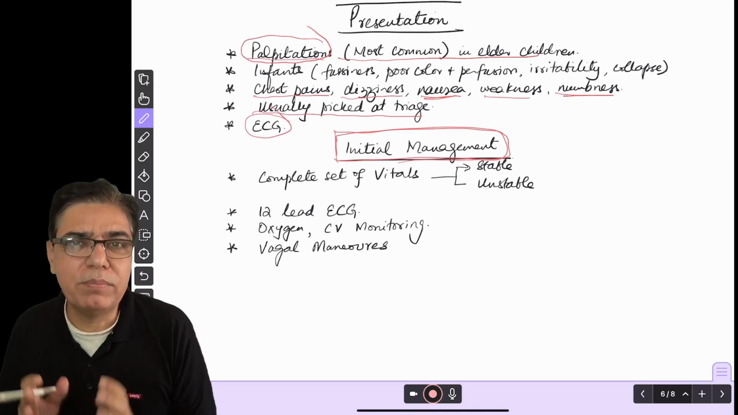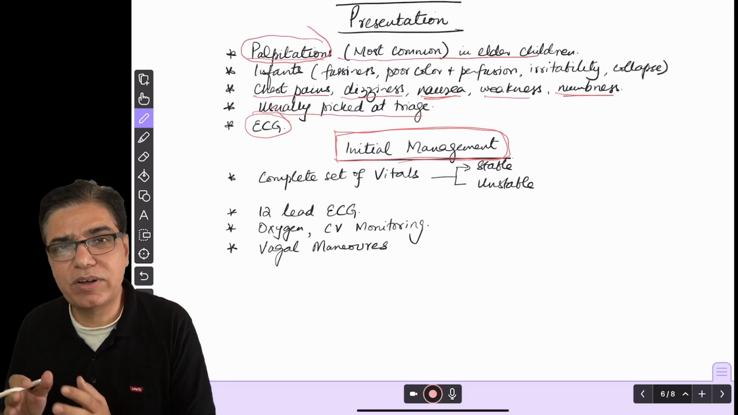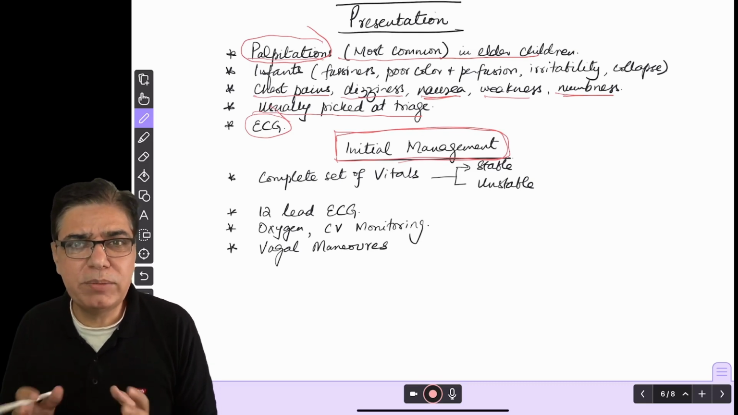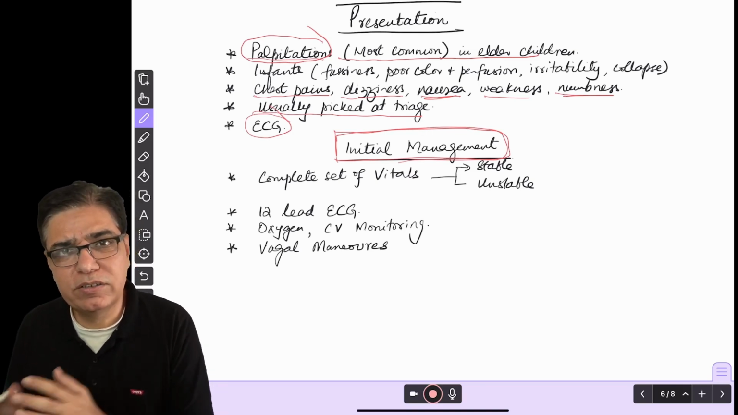Now, talking about the management, it is divided into two parts: the initial management and the specific management. The initial management means that once you know the heart rate is very fast, you immediately need to shift that child to the resuscitation trolley.